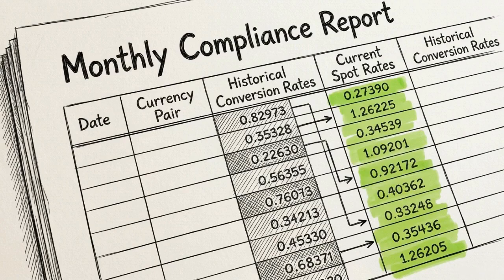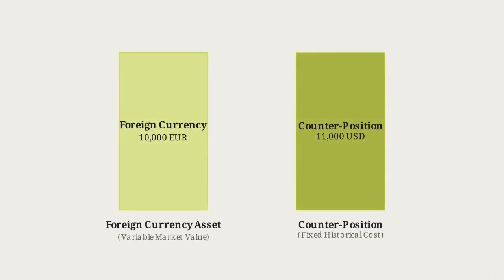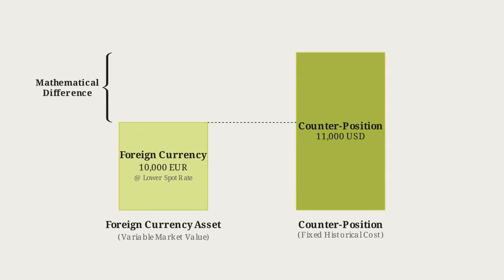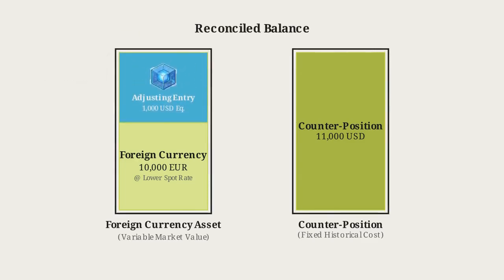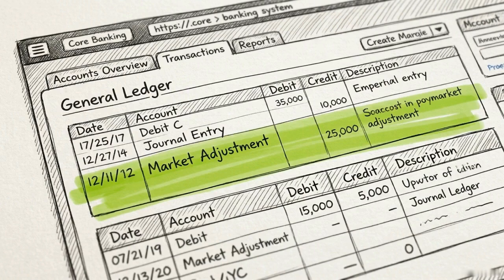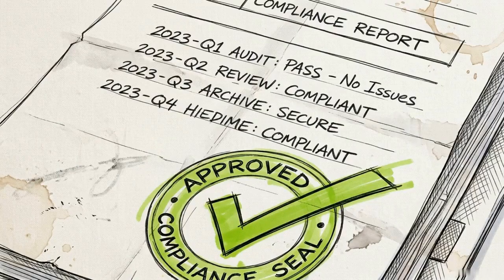Banks use this process to adjust the book value of foreign currency positions to reflect current market rates. The process compares the foreign currency balance, valued at the current spot rate, against the reporting currency balance held in the counterposition account. The system then generates an adjusting journal entry to account for the mathematical difference. This adjustment is recorded in a dedicated unrealized gain or loss account, bringing the recording currency books in line with economic reality. Automating this revaluation ensures compliance with accounting standards like IFRS 9, without ever needing to mutate the original historical entries in the ledger.